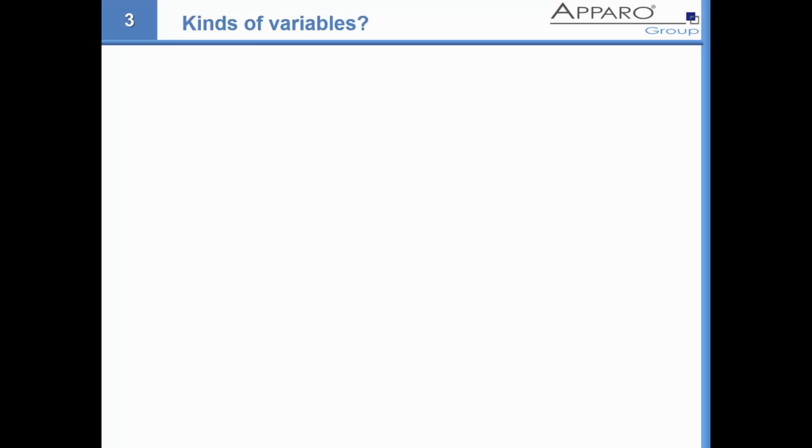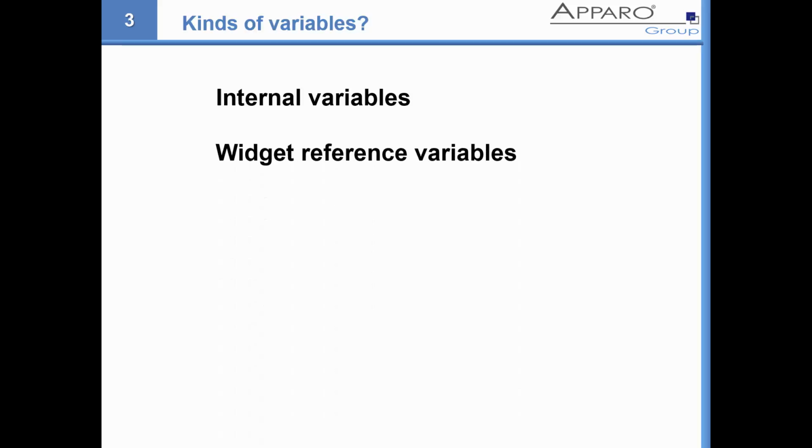Which types of variables can you use in Fast Edit? There are internal variables. These are predefined variables that you can use immediately. There are widget reference variables, which you can also use immediately. These variables always contain the value of the corresponding widget. Script variables use JavaScript and must be defined by the designer. SQL variables contain an SQL command and must first be defined in the designer too.